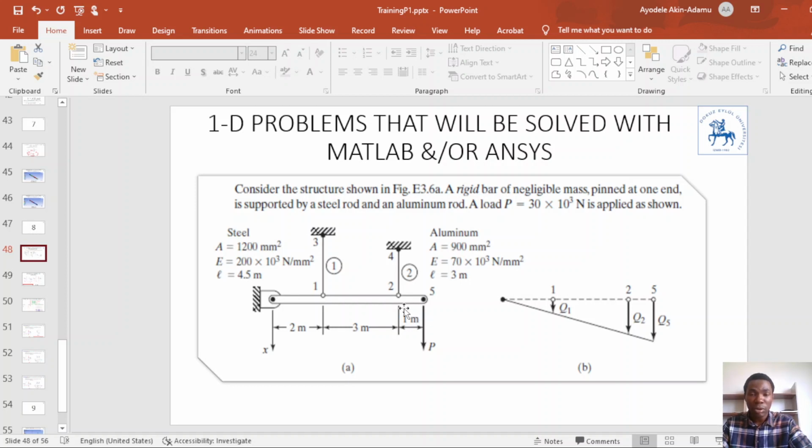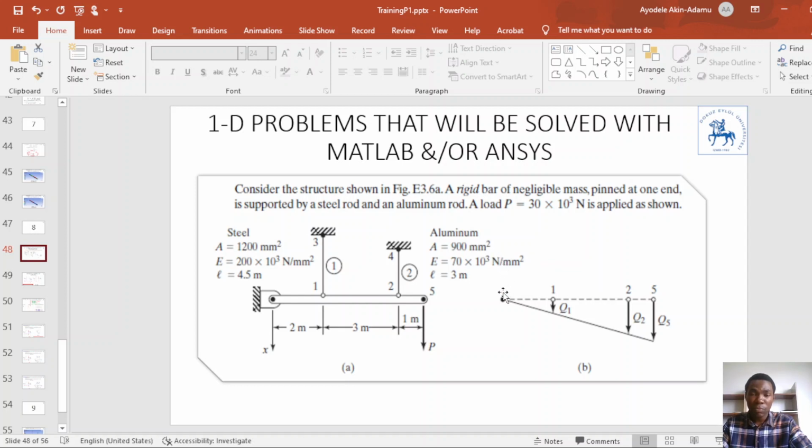So we are asked to calculate the tension in the two parts that support the rigid beam, part 1 and part 2. The first part, we are told, is made of steel material. The Young modulus is 200 gigapascal. The length of the part, that is the distance between node 1 and node 3, is 4.5 meters. And the second part is made of aluminium material. The Young modulus is 70 GPa. The length of the part between node 2 and node 4 is 3 meters, and the cross-sectional area of the part is 900 mm².